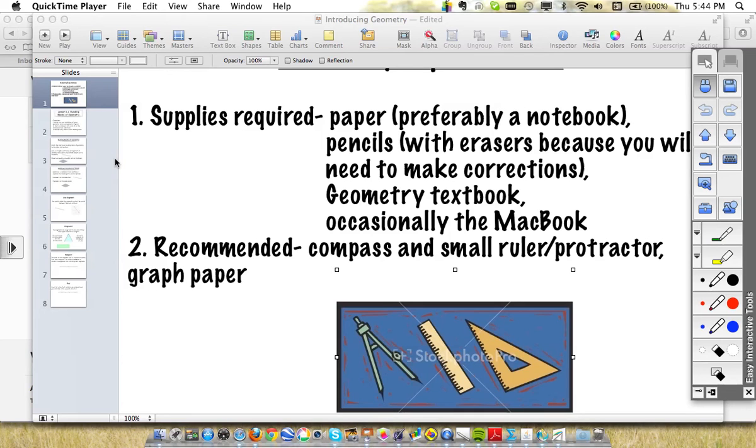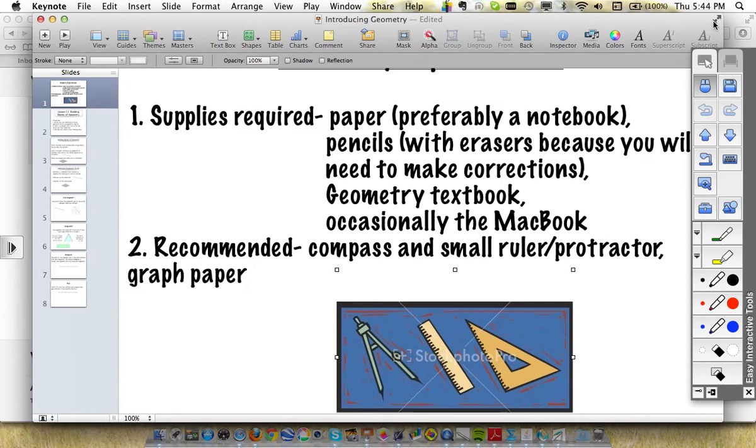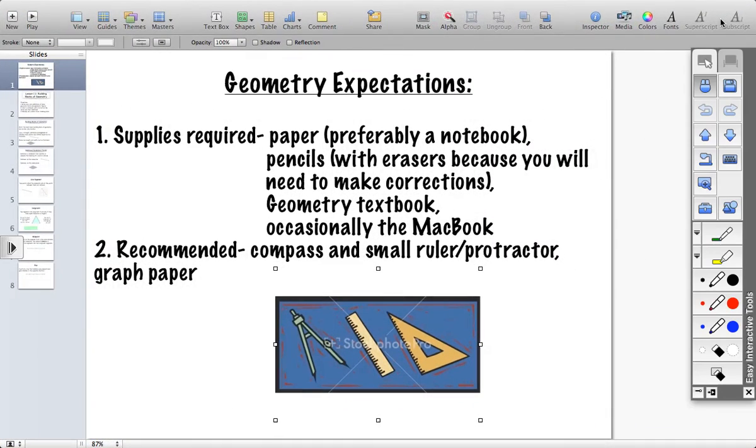Okay, so we are now beginning our algebra unit. Sorry, not algebra, we're beginning our geometry unit. So let's take a look at a few things that are going to be changing about geometry. When you come to class, bring paper, pencil, geometry textbook, and occasionally your math book.